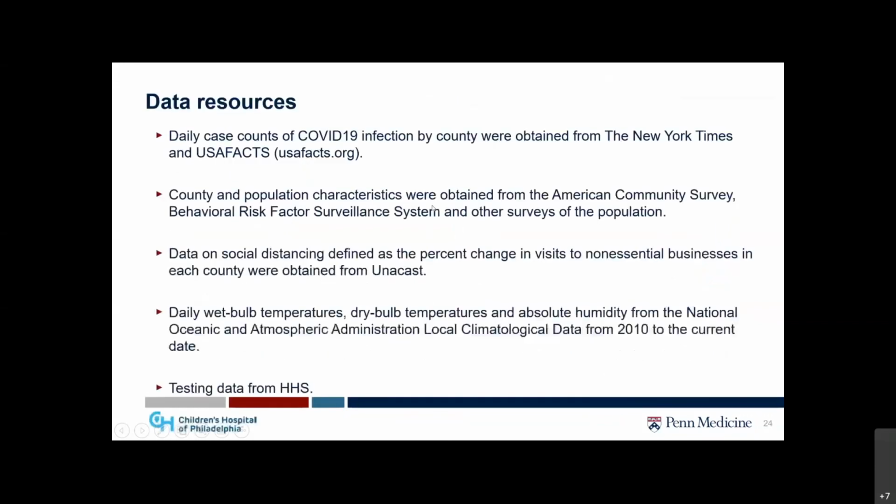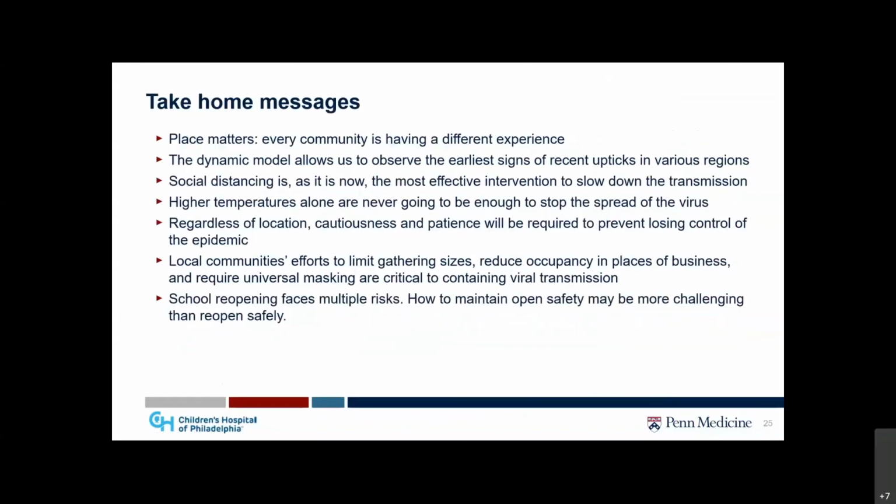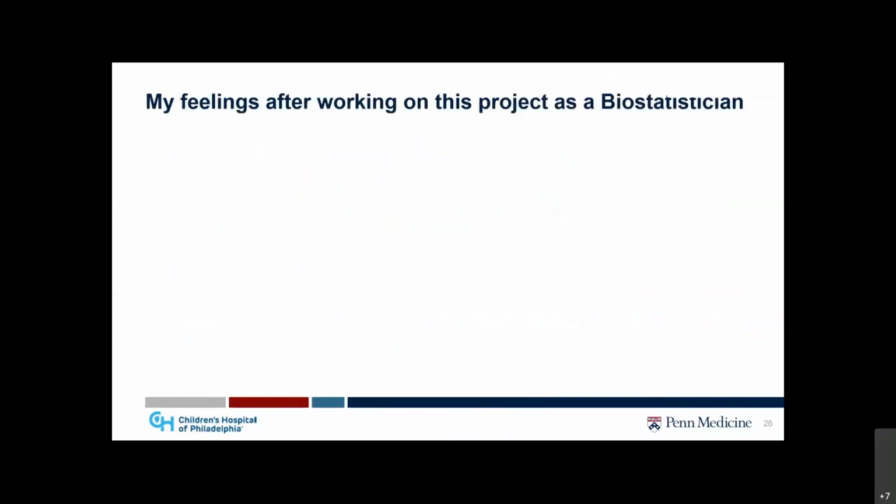And just to give you what we used, for the data resources, we got data from USA Facts, the NOAA, and Unacast that provided the social distancing data, and we also have the testing data from HHS. So the single message I have is that everywhere is different. We have to focus on local area effects to have a better understanding of disease transmission.